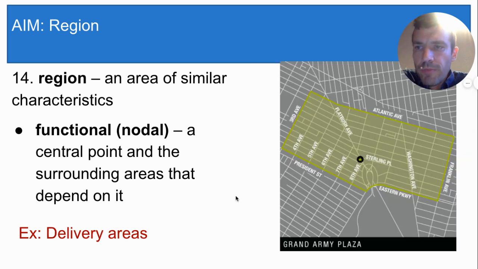Another example of a functional region is a delivery area. In this map of a grocery store's delivery area, the central point is the store, and the delivery area is its functional region.